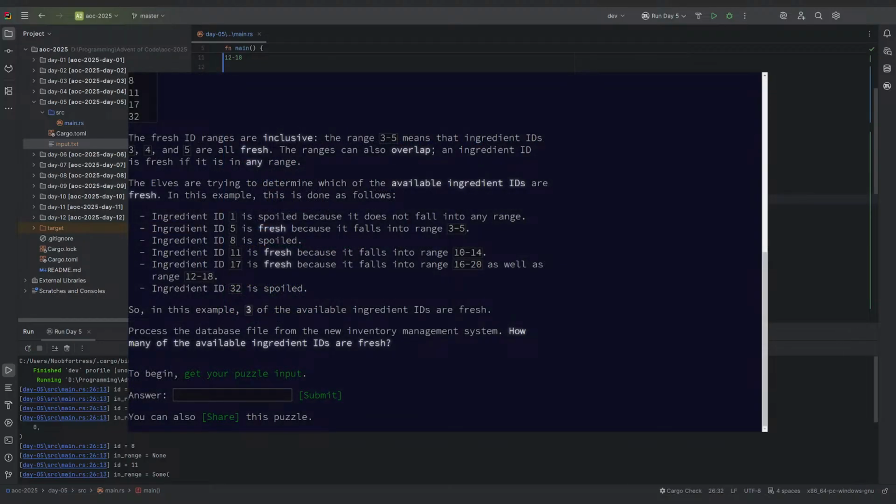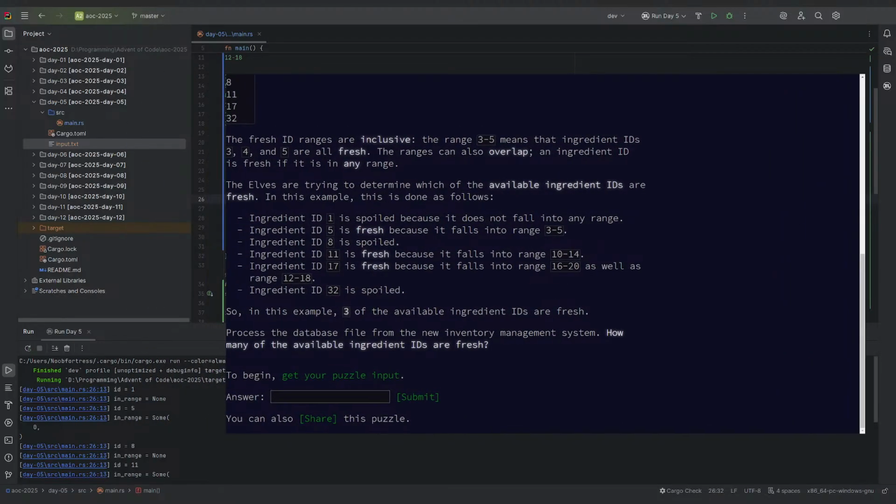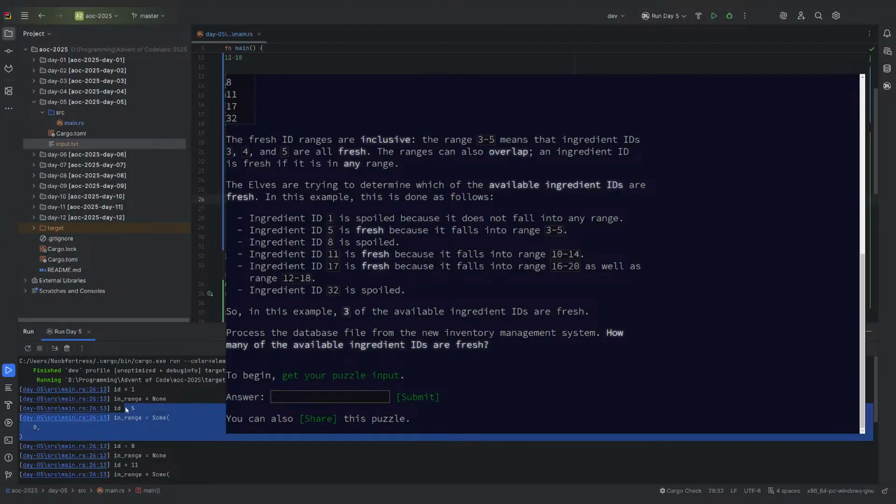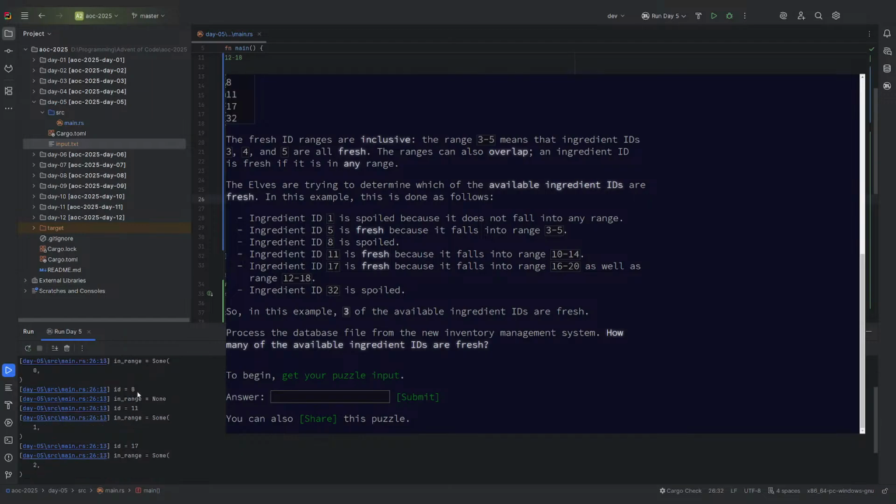Okay, so move this for now. So 1 is indeed correctly out of range. 5 is in range. 8 is again spoiled. These two are fresh. This one is spoiled. So it works correctly. Question is why?